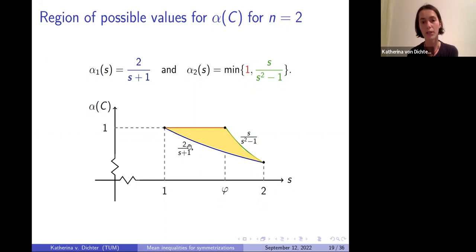The lower bound is 2 over s plus 1, while the upper bound is more tricky. The upper bound is equal to 1 for all the symmetry values from 1 to phi. Phi is the golden ratio, and then it is s over s squared minus 1. And we can go through all the lower bound and the upper bound. I will show you which sets fulfill this with equality, so which set reaches the lower and the upper bound.